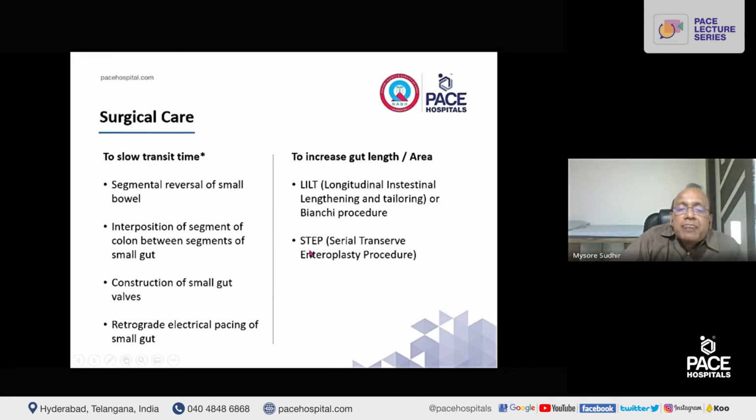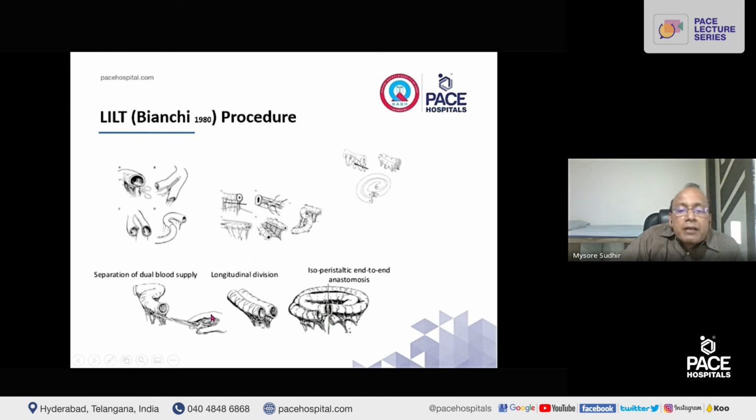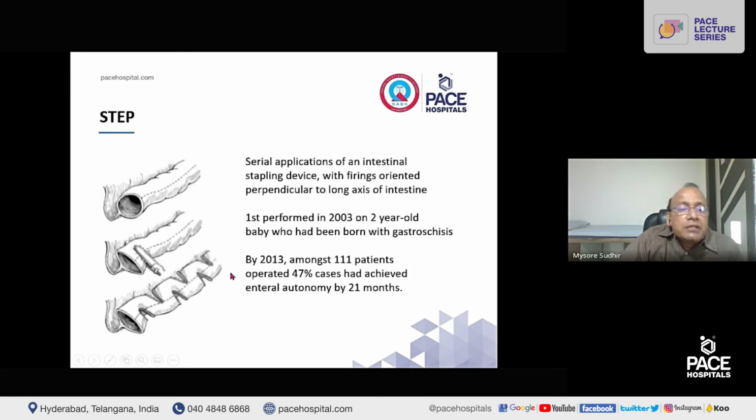The other one is STEP, the serial transverse enteroplasty procedure. This is the way you increase the absorptive capacity, by making the intestine into 2 tubes. Here, the dilated bowel is cut by staplers, making dents, and then it becomes elongated. So the absorptive surface area increases. This is done with a stapling device, perpendicular to the long axis of the intestine. So this is the STEP technique, that is enteroplasty.